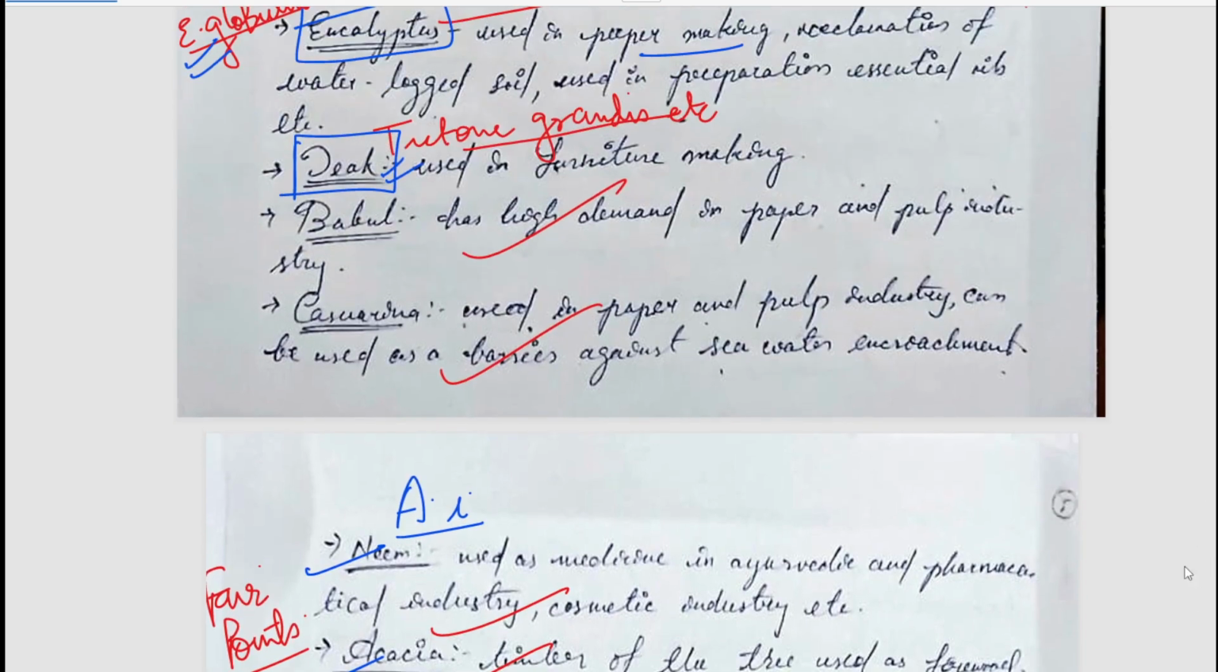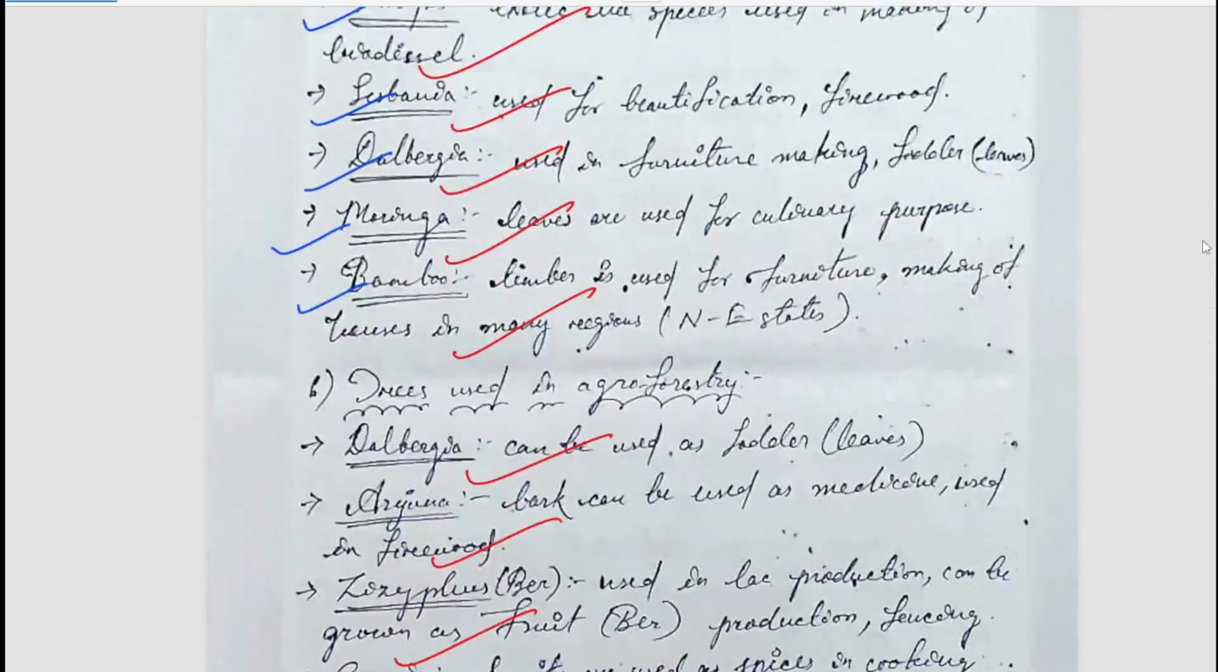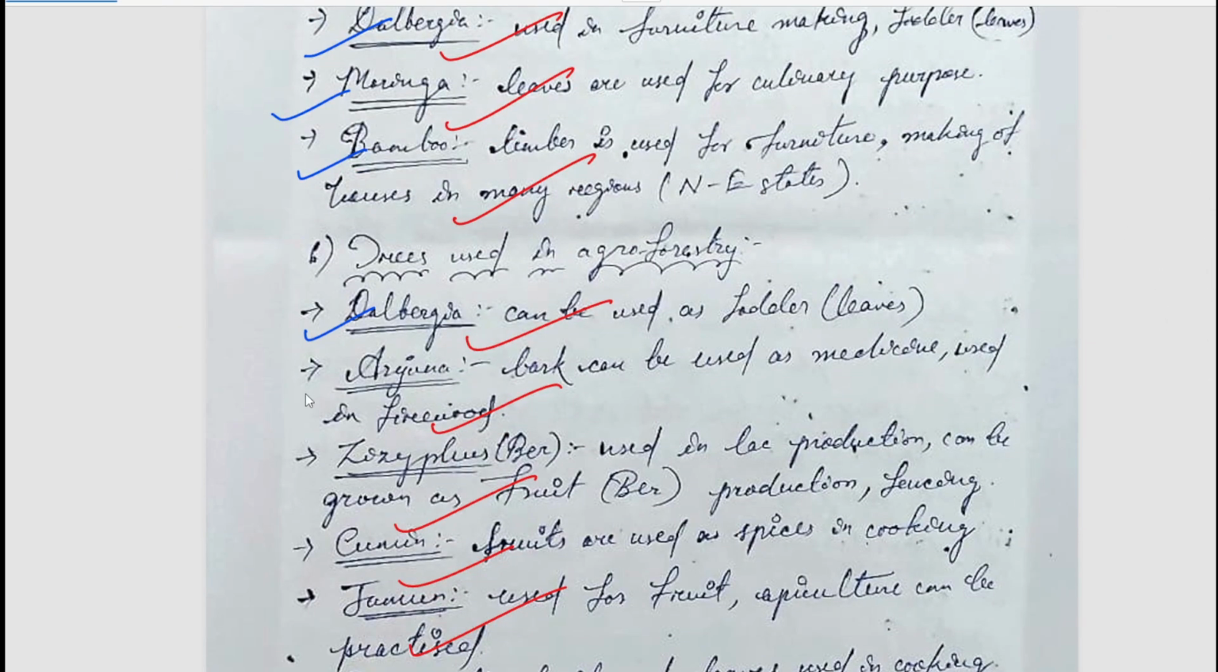The student has divided them into two parts: trees used in social forestry, and then trees used in agroforestry. Again, similar trees only, Dalbergia, Arjuna. So these can be combined also because the trees are similar only.